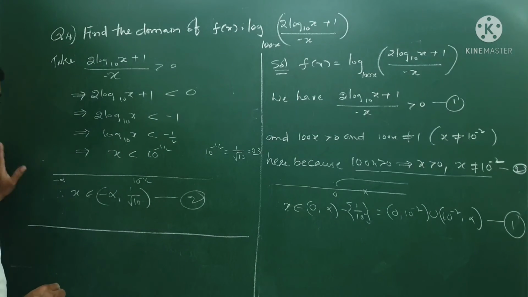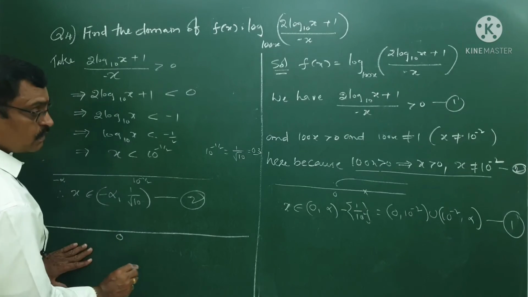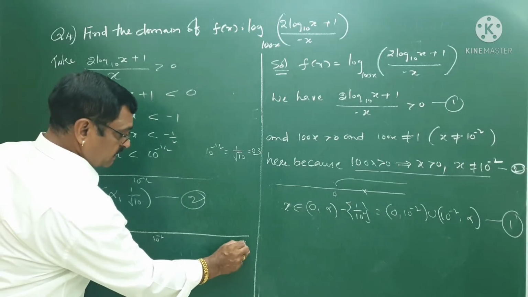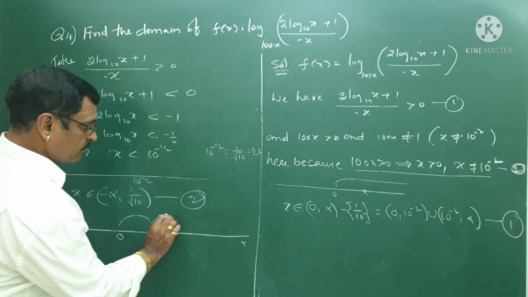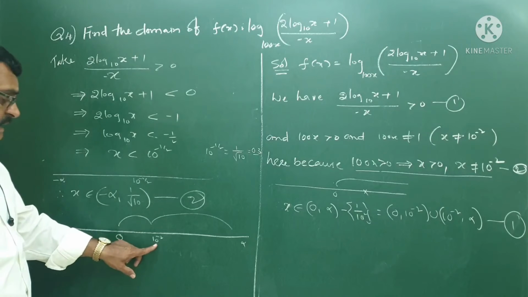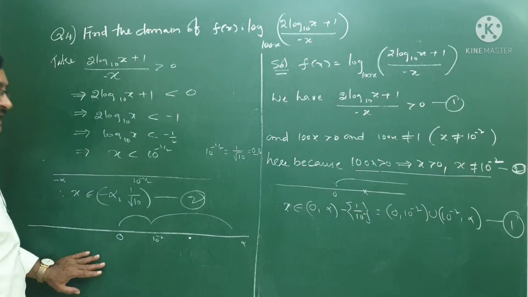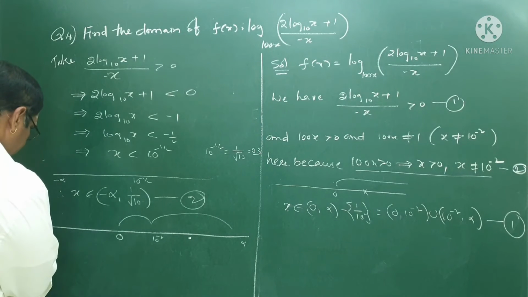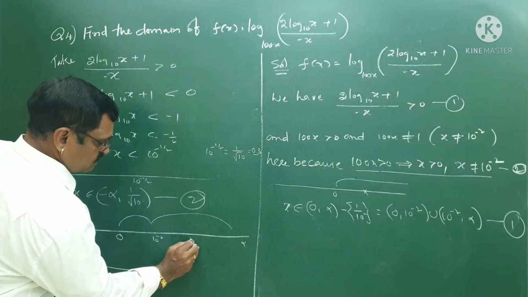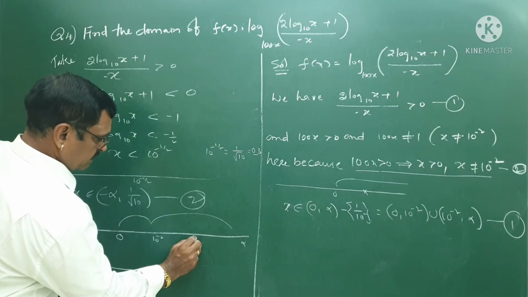The first one is 0 to 10 to the power of minus 2, and 10 to the power of minus 4 to infinity. I take it like this. Next one, 1 by, this is 10 power minus 2 is 0.1. So definitely somewhere here, 0.3. And the second one is this part, and this is equal to 10 to the power of minus 2. Sorry, 1 by 10.